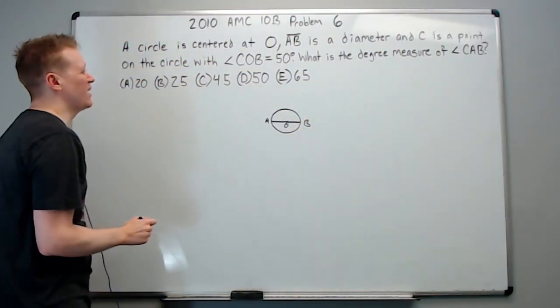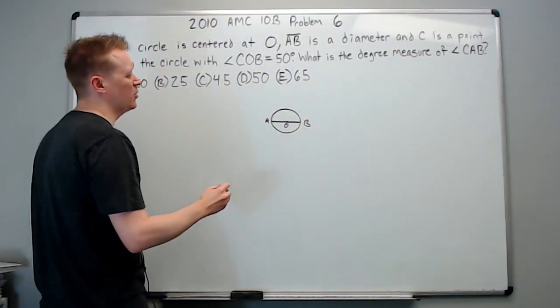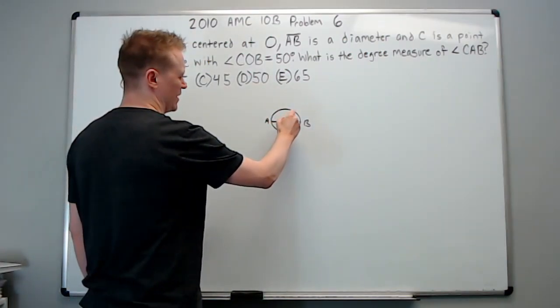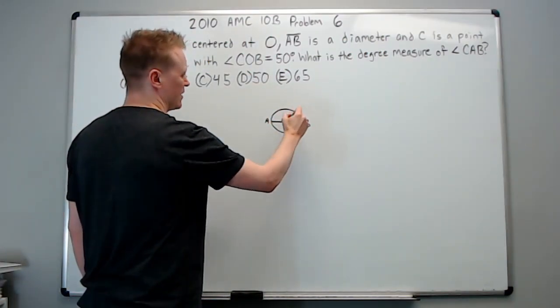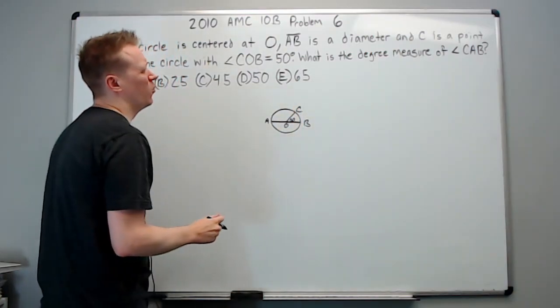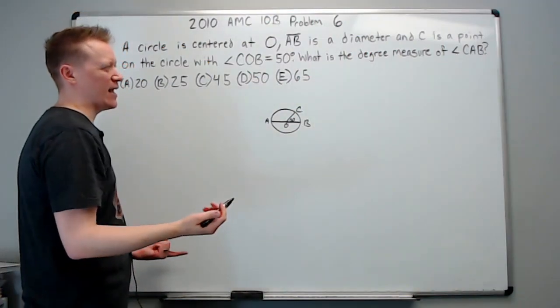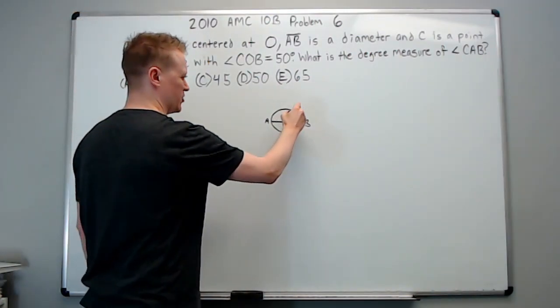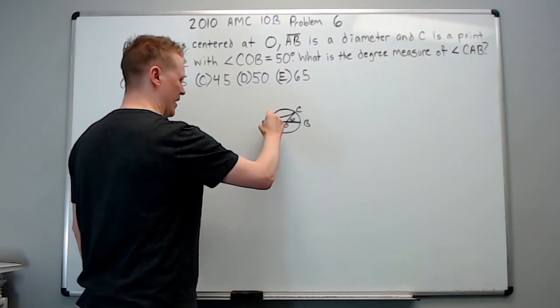C is a point on the circle with angle COB equal to 50. So, I don't know, approximately there, I guess. And that would be 50 degrees. What is the degree measure of angle CAB? Well, it's not drawn, so we'll have to draw the C to the A.